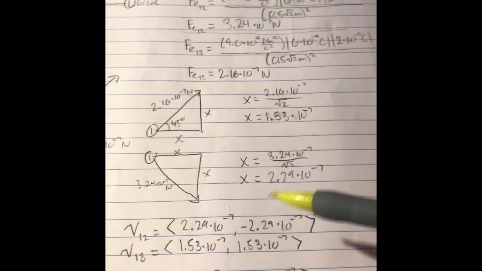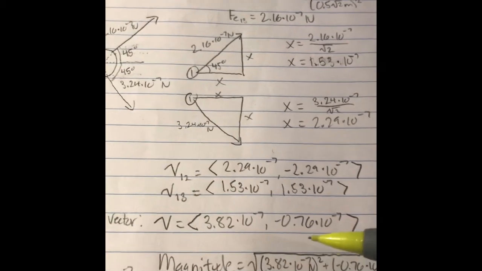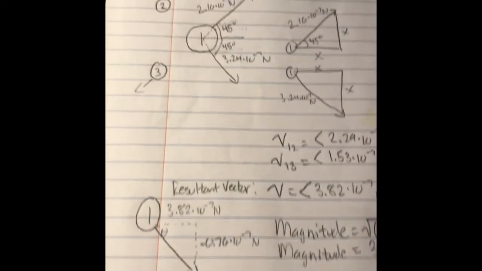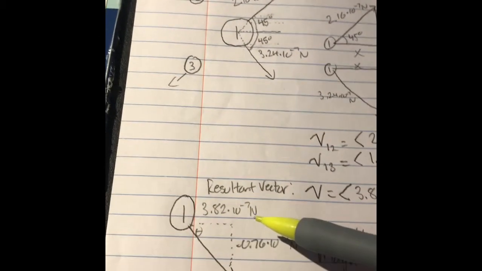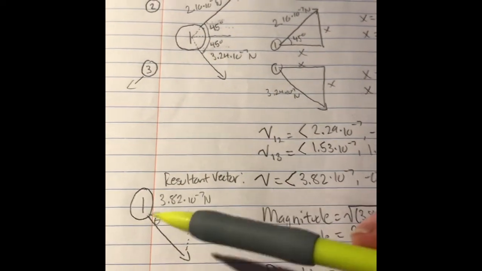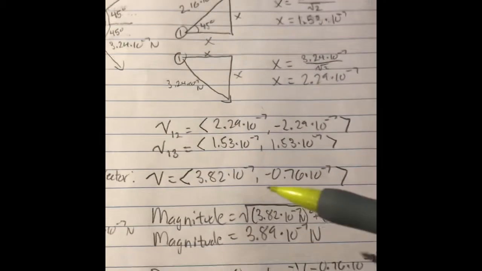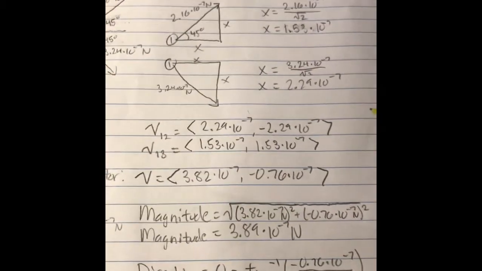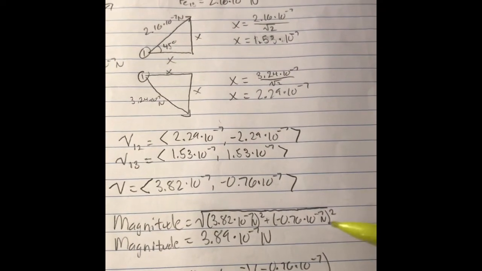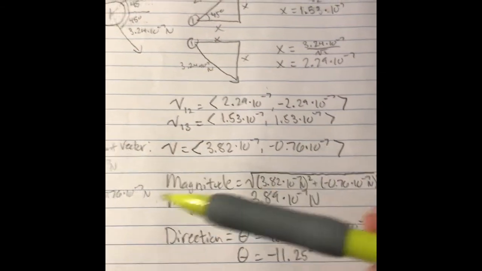To get the resultant vector, all we've got to do is add up the x components and the y components of each, which will be 3.82 times 10 to the negative 7th and negative 0.76 times 10 to the negative 7th. Now with that, we have the two directions of both these vectors. It'll look something like this: out 3.82 times 10 to the negative 7 newtons, and then down 0.76 times 10 to the negative 7 newtons. Now that we have the parts of the vector, we can find the hypotenuse using Pythagorean's theorem, which will also give us the magnitude of the vector. So the square root of (3.82 times 10 to the negative 7 newtons) squared plus (negative 0.76 times 10 to the negative 7 newtons) squared, we'll get 3.89 times 10 to the negative 7 newtons, which is the magnitude of this.